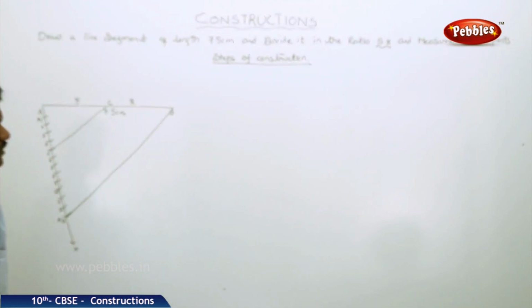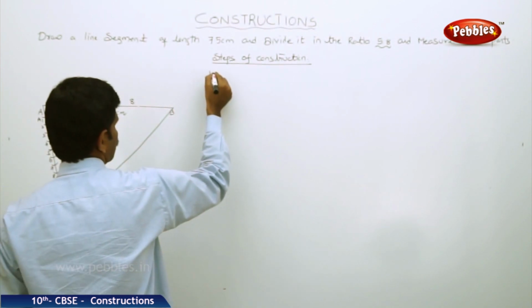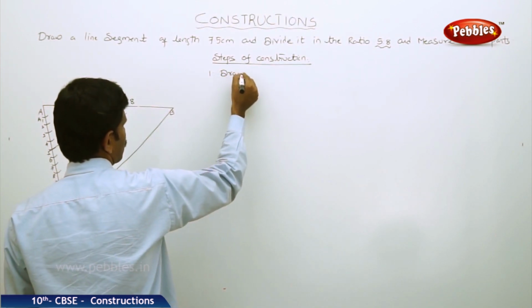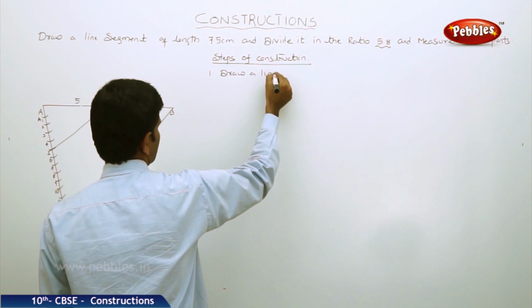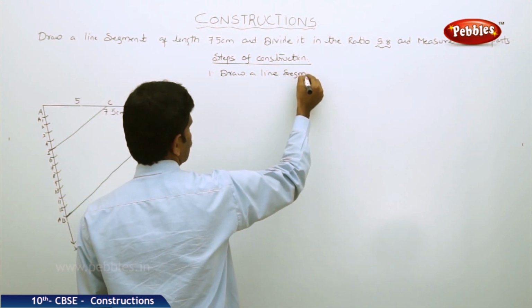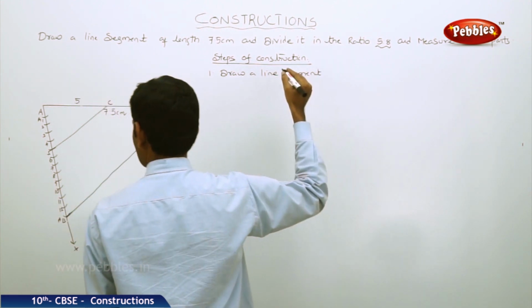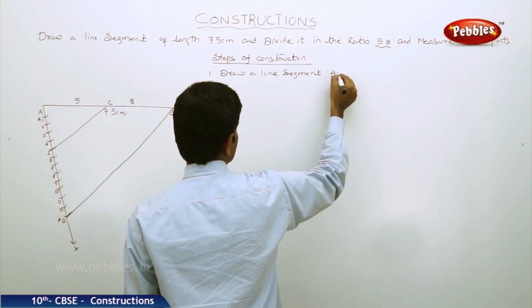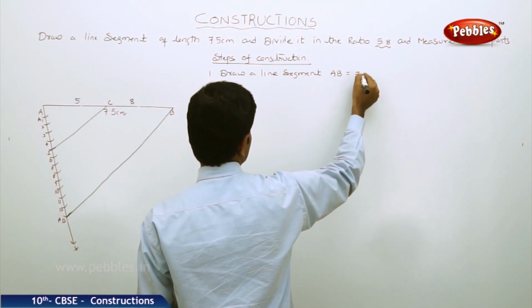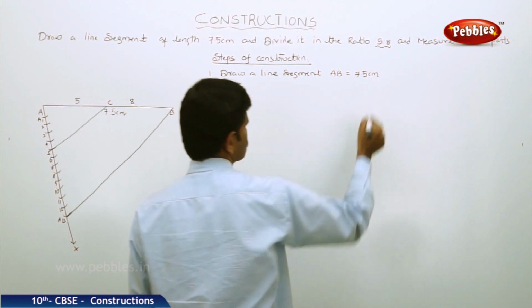Steps of construction. Draw a line segment. Draw a line segment AB is equal to 7.5 centimeters.